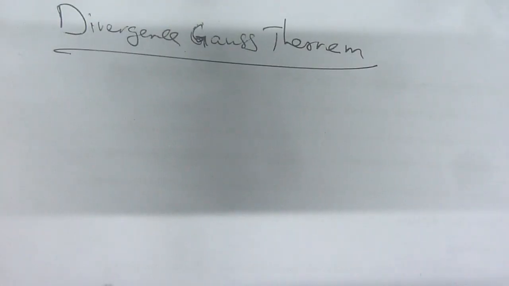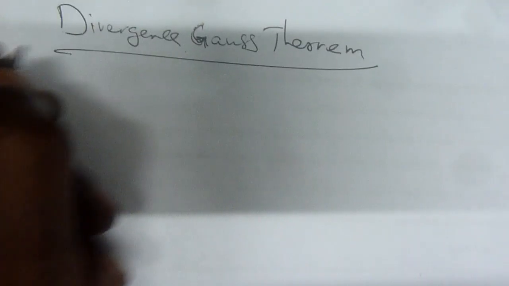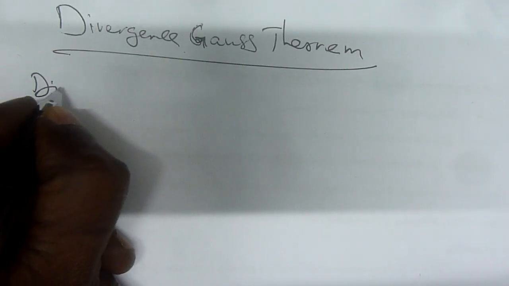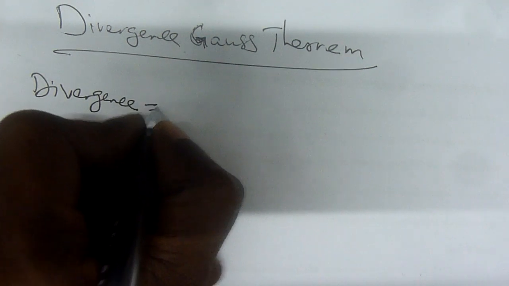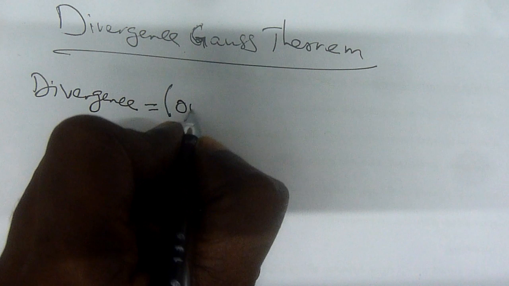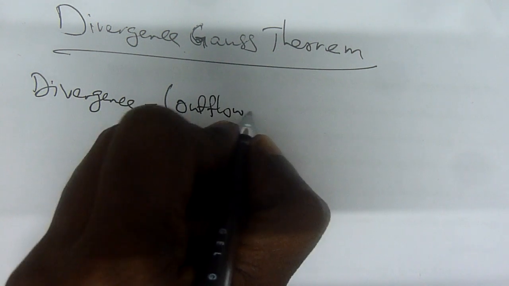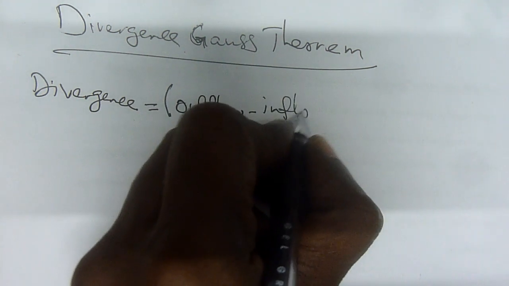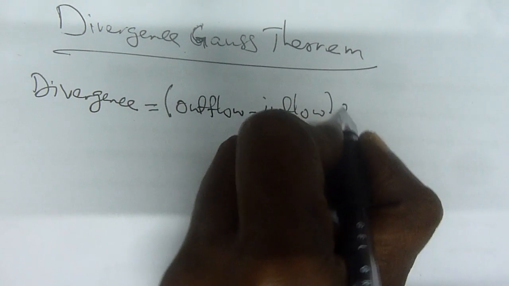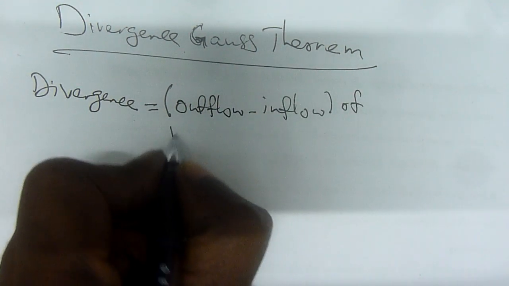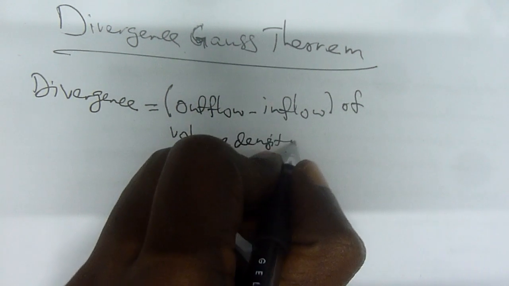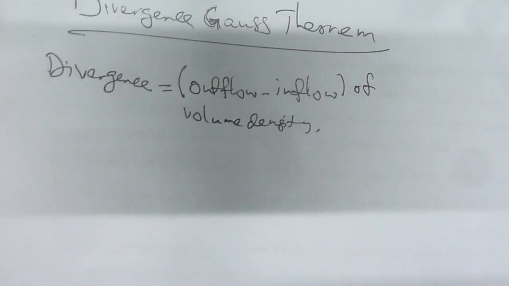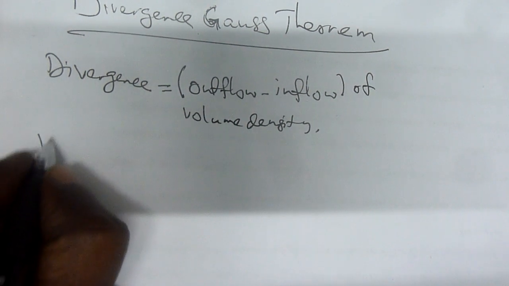And since earlier we did learn something called divergence, and the divergence is basically the analysis of outflow minus inflow of volume density. Okay, with that, we learned something called del.